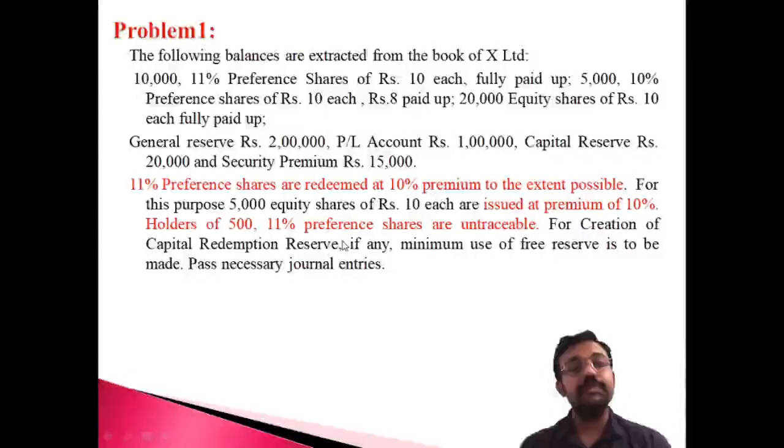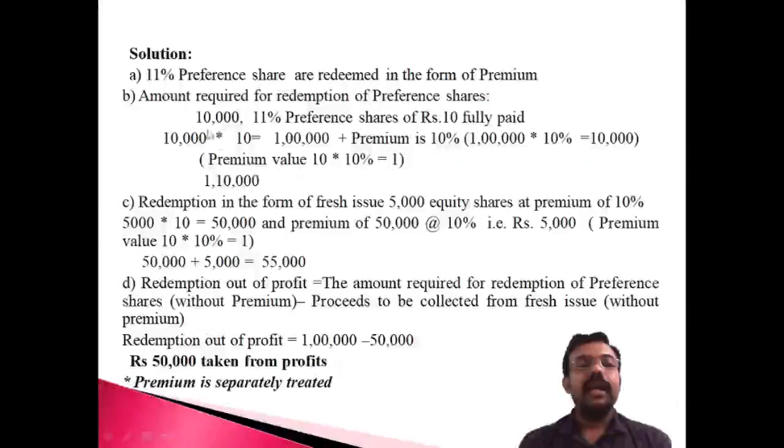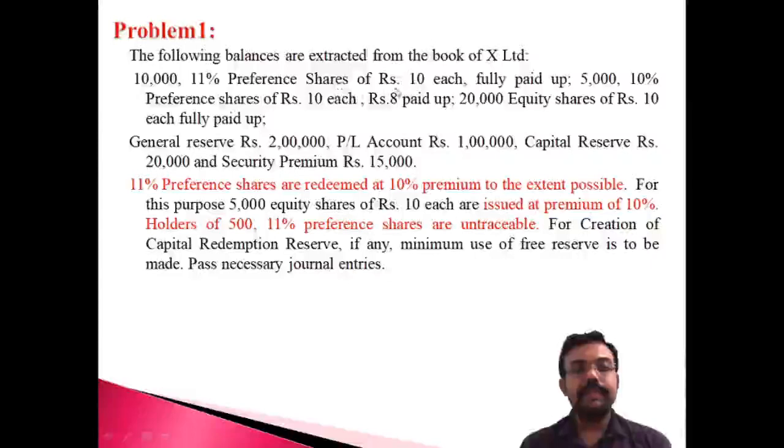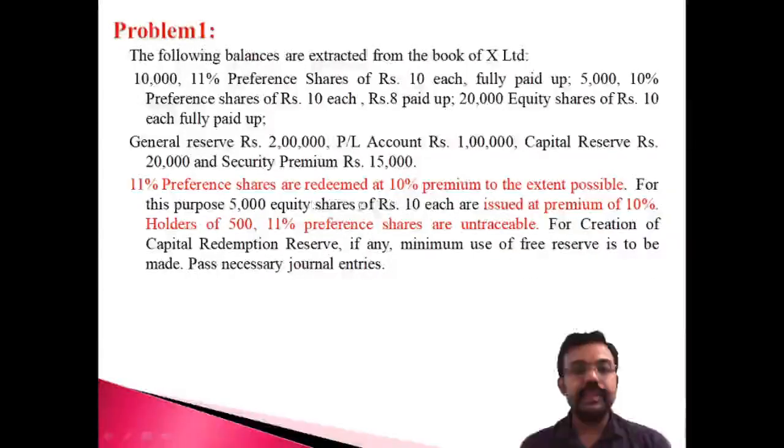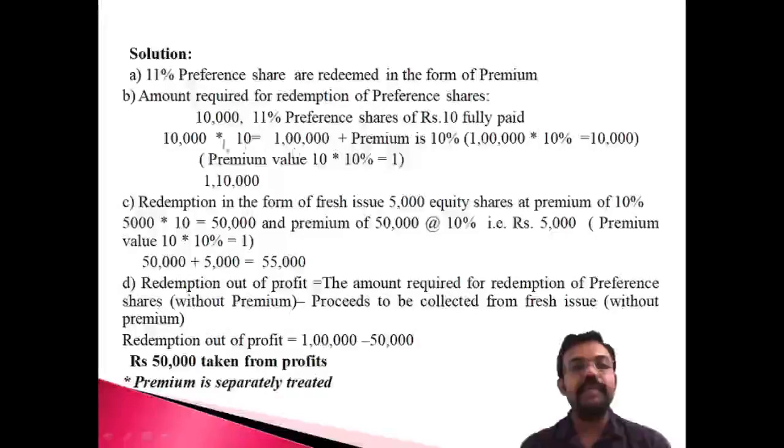Okay, let's move into the solution and find out the amount required for redemption of the preference shares. The 11% preference shares being redeemed are 10,000 into 10, which is rupees 1 lakh. So the amount required for the redemption of the 10,000 11% preference shares of rupees 10 each is 1 lakh, and they are redeemed at a 10% premium. So let's find out the premium amount.